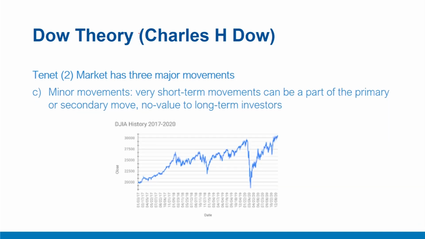Finally, we have the minor movements. These minor movements last from a week up to as long as 6 weeks. They are important only in that they form part of primary or secondary moves. They have no forecasting value for long-term investors. This is especially important since short-term movements can be manipulated to some extent. Unlike the secondary or primary trends, these are extremely fluctuating and have no long-term value.